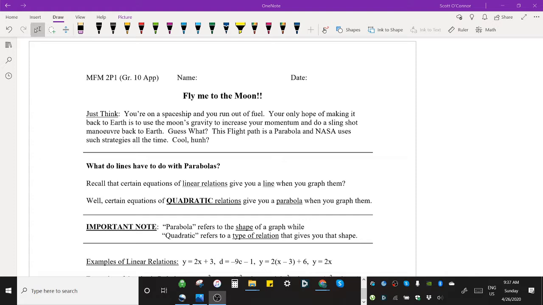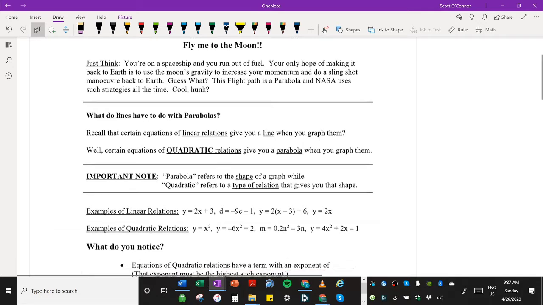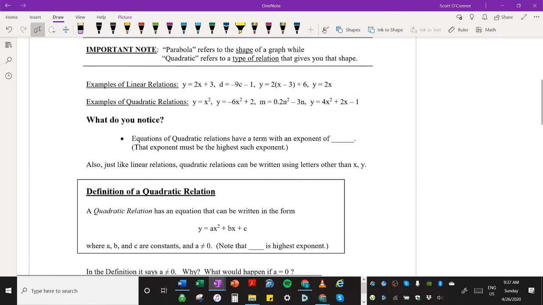In this video I'm going to go over with you how to complete this handout, which you should see in the attachment for this assignment. I'm going to be focusing on the difference between linear and quadratic relations. We will then look in more depth at the equation for a quadratic relation, and then we will determine what we can know about a parabola based on its corresponding equation.